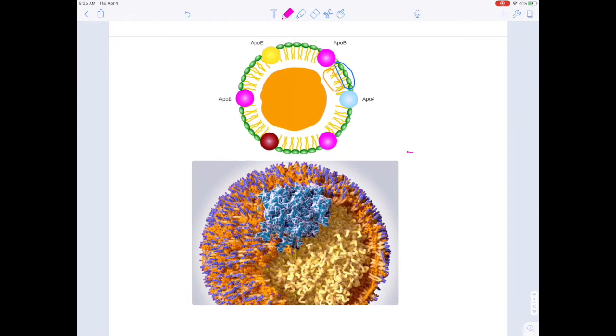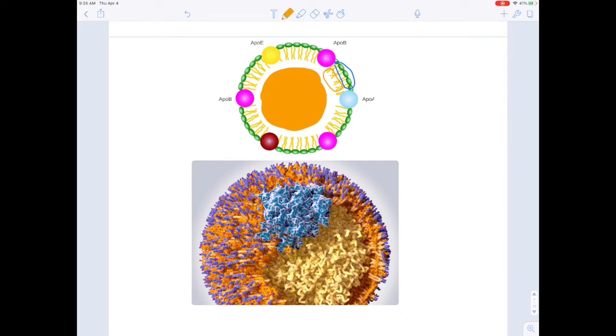Here's a more beautiful drawing of a lipoprotein, or animation of a lipoprotein. You see here in the center the lipids that the molecule is carrying, and then the orange stuff are the lipoproteins in this diagram, and this big blue thing would be one of these proteins on top that are called apolipoproteins.